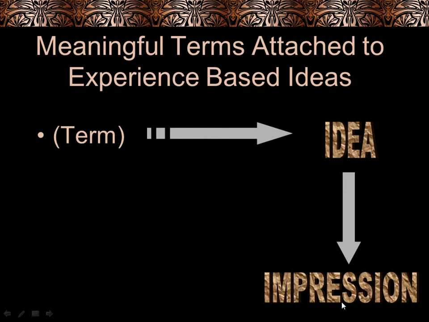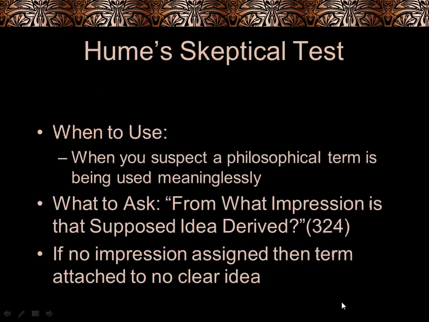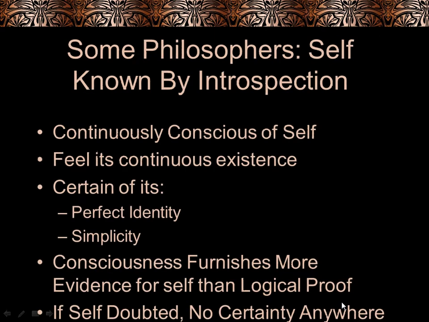And Hume says, well, how would we get an impression of a continuously existing soul or self that continues the same throughout my whole life or your whole life? Well, Hume says the way we would get it is through introspection, through looking into our own minds.